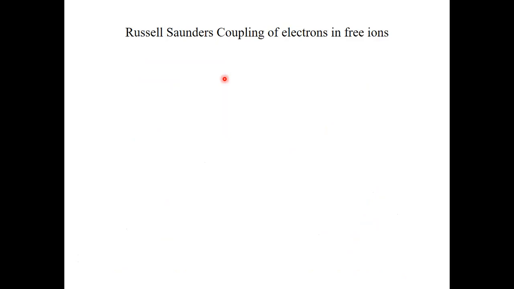In order to approach this, we need to consider both the electrostatic interactions between the electrons as well as the magnetic interactions. The electrostatic interactions are determined by the quantum number ml. This is called the magnetic quantum number for a single electron, which can vary between -l and l, where l is the orbital quantum number.